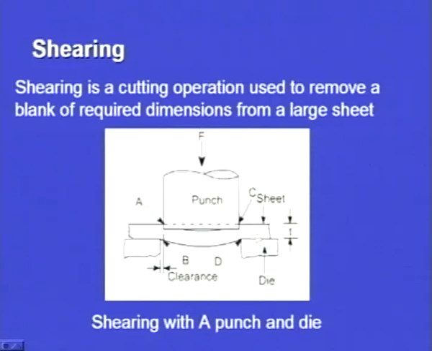A sheet is given and the thickness is also given in this diagram. Clearance also plays an important role in deciding the quality of the sheared surface that we get after the shearing operation has been completed. Now, shearing is a cutting operation used to remove a blank of required dimensions from a large sheet. So, there is a large sheet and we are going to cut the sheet according to our desired dimensions.